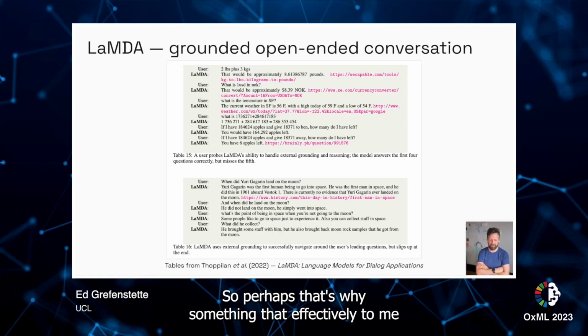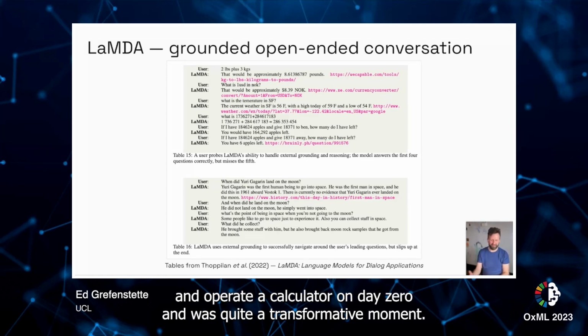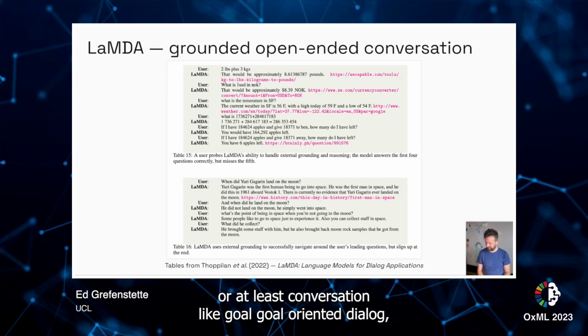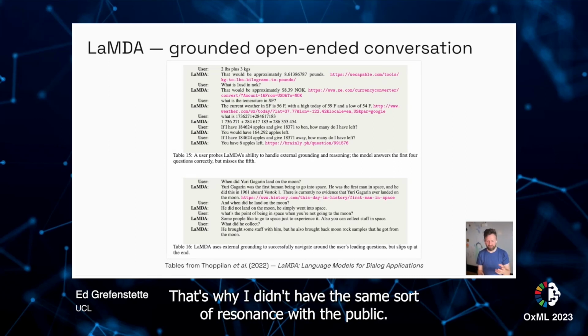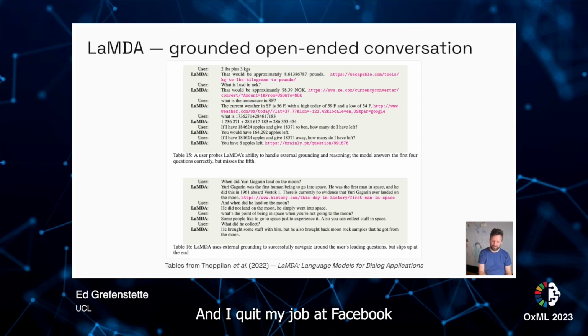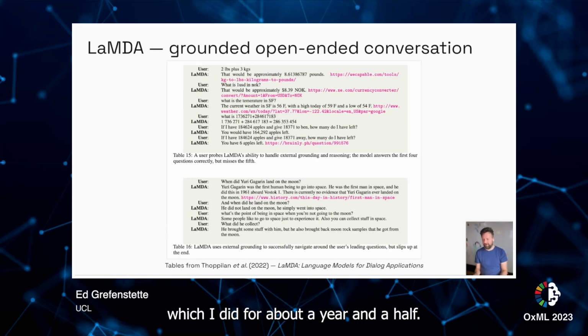So perhaps that's why something that, to me, was actually more amazing than ChatGPT, because it could search the web and operate a calculator on day zero, and was quite a transformative moment in this conversational, instruction-following, or at least goal-oriented dialogue, method space, didn't have the same resonance with the public. Nonetheless, I read this paper and I was like, this is astounding stuff, and I quit my job at Facebook to go and get back into startups at that point, which I did for about a year and a half.